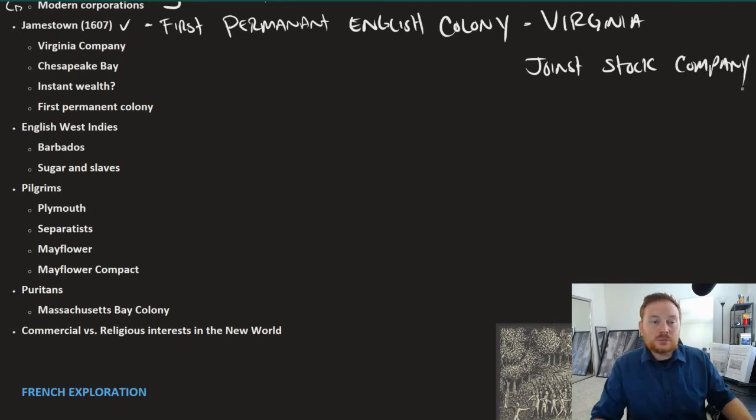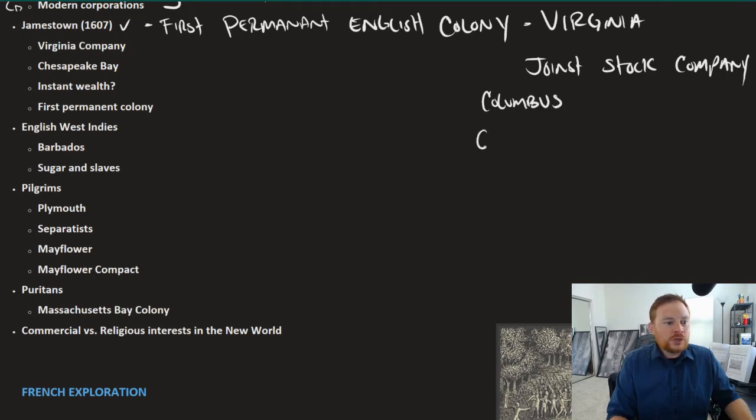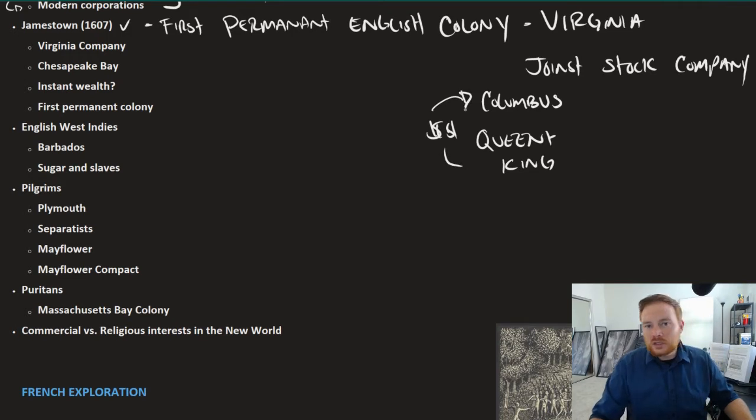So if we think back to some of the examples of how European merchants and entrepreneurs arrived in the New World, we can think about Columbus, right? And who sponsored Columbus's voyage? Well, that was the Queen and the King, right? They gave Columbus the money that was required for the Nina, the Pinta, and the Santa Maria. It's a very expensive venture to send somebody to the New World, to buy all the ships, buy the food and water that's required for however many days it takes, sometimes 2-3 months, sometimes maybe even a year. Joint stock companies sought to solve that problem.